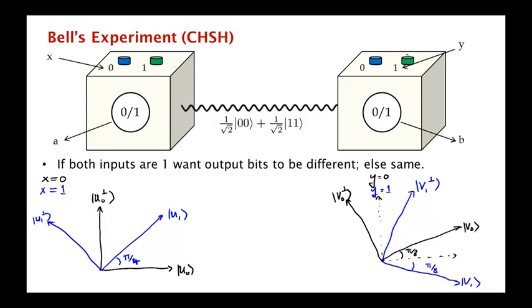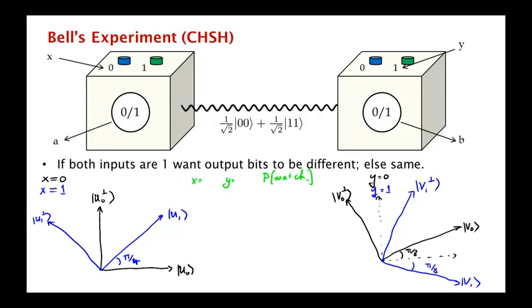So let's just list out the cases and see how well we do. Let's look at the case where x, y equal to, and what's the probability of match?